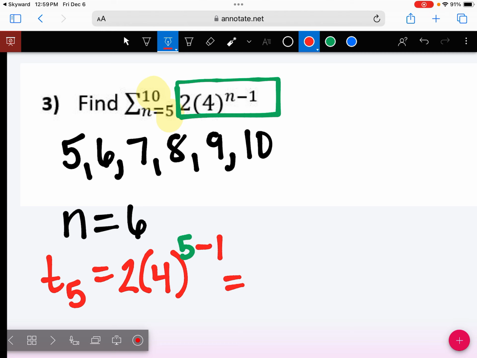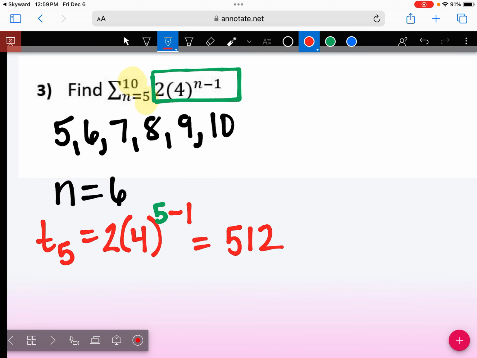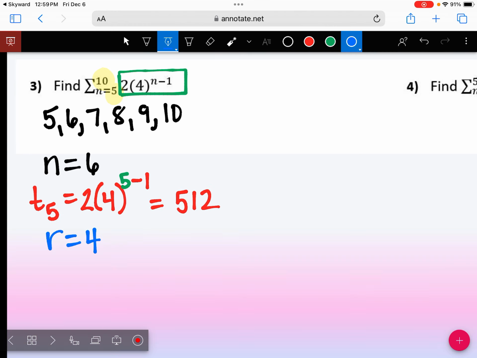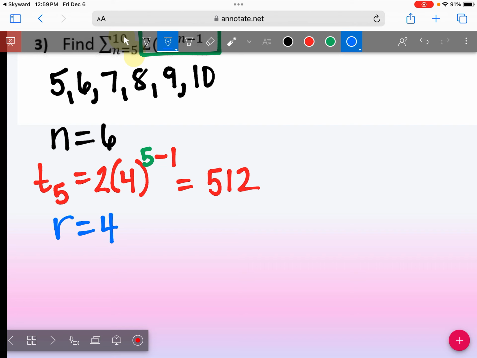Does everybody understand why we have to start with T5 and not T1? Because that's the number at the bottom of the sigma. So that would be 512. Now I'm going to find the sum. And then what's my common ratio? 4. So now I'm ready to do the formula: the sum of these 6 numbers.